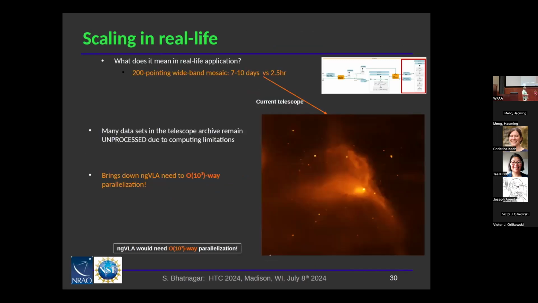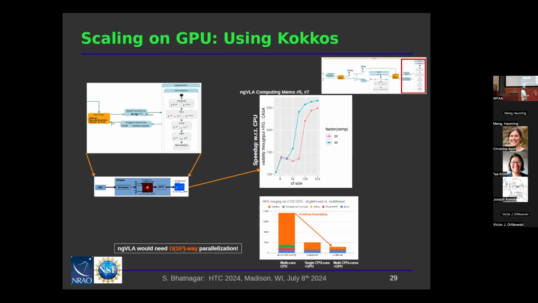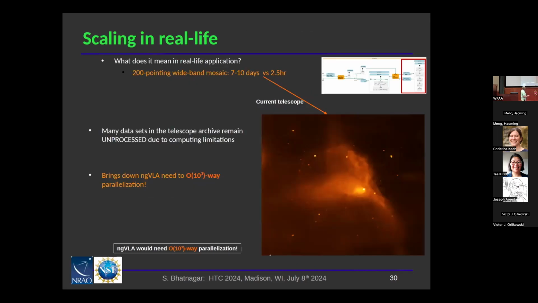In real life, you can talk of these numbers, but as an astronomer, as a PI, when I wanted to make the image of this supernova remnant, this again took 2 months on a single CPU or a couple of CPUs. But if you go to GPU, from 7 to 10 days, it gets down to 2.4 hours, 2.5 hours. So it's actually a very tangible, very useful thing as a PI, that you are able to make an image. If you make a mistake, you can do it again a couple of times. That is where I think we need to be with NGVLA.